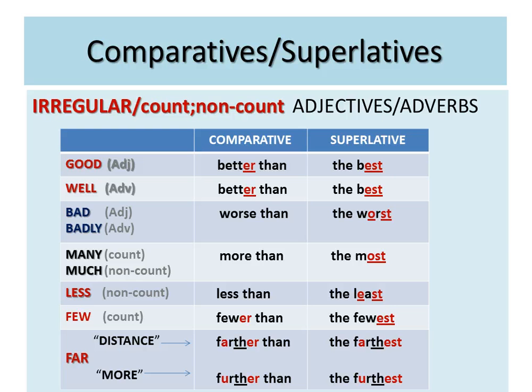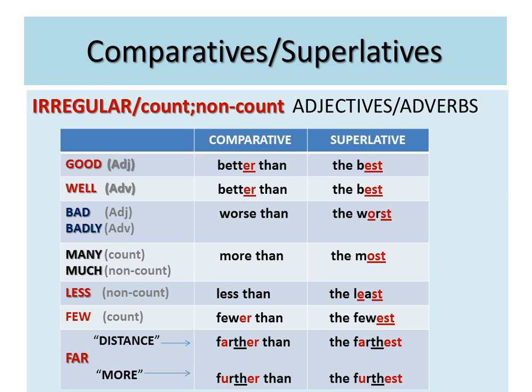Bill is the best driver. The word bad is not badder than, but worse than the worst. Much and many translate into more than and the most. Less becomes less than the least.